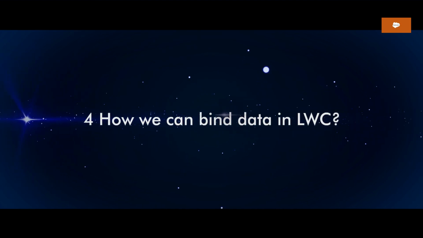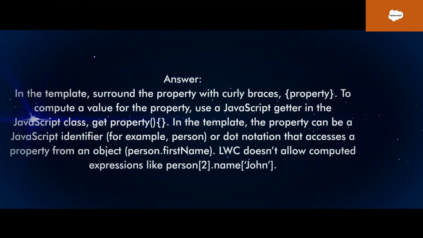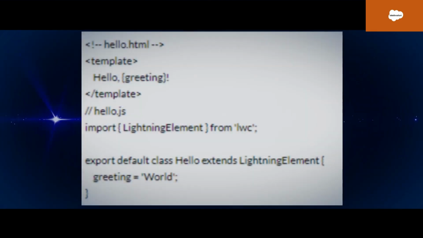4. How can we bind data in LWC? Answer. In the template, surround the property with curly braces, {property}. To compute a value for the property, use a JavaScript getter in the JavaScript class, getProperty. In the template, the property can be a JavaScript identifier, for example, {person}, or dot notation that accesses a property from an object, {person.firstName}. LWC doesn't allow computed expressions like {person.firstName + 'John'}.